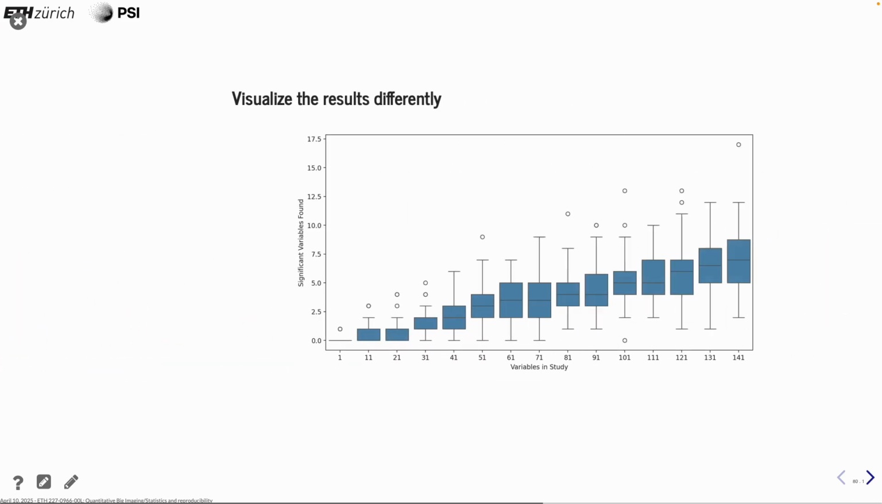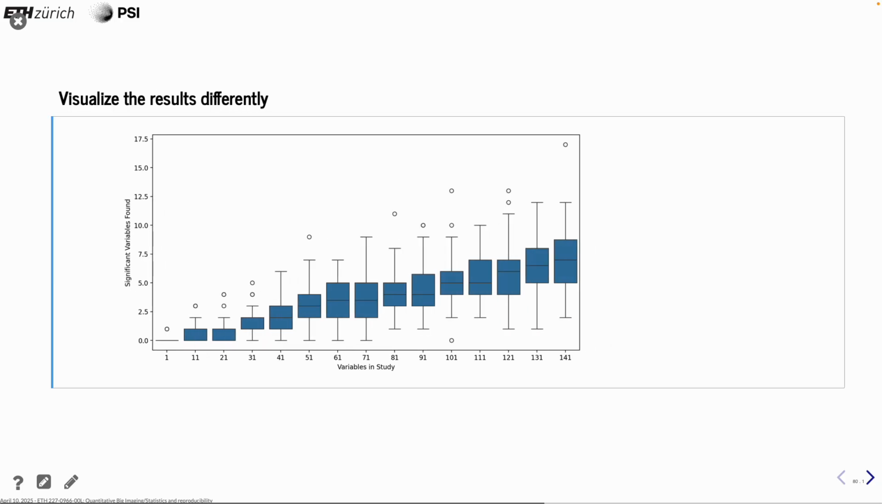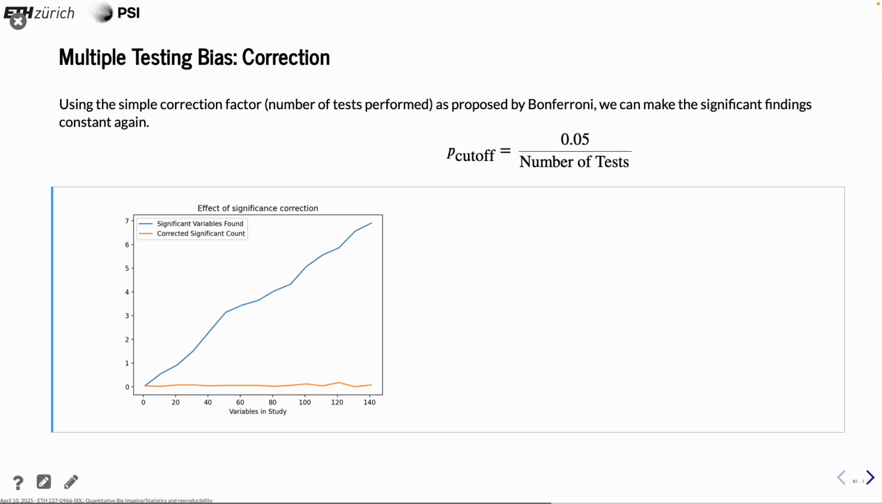A way of doing it, and this is just a different visualization, instead of having the dots, we use the box plot. You can see that the number of significant values is increasing. By adjusting our decision threshold, by dividing the 0.05 by the number of tests, we get a better corrected significant count. That is our goal. This is called the Bonferroni correction. It's said to be quite conservative.